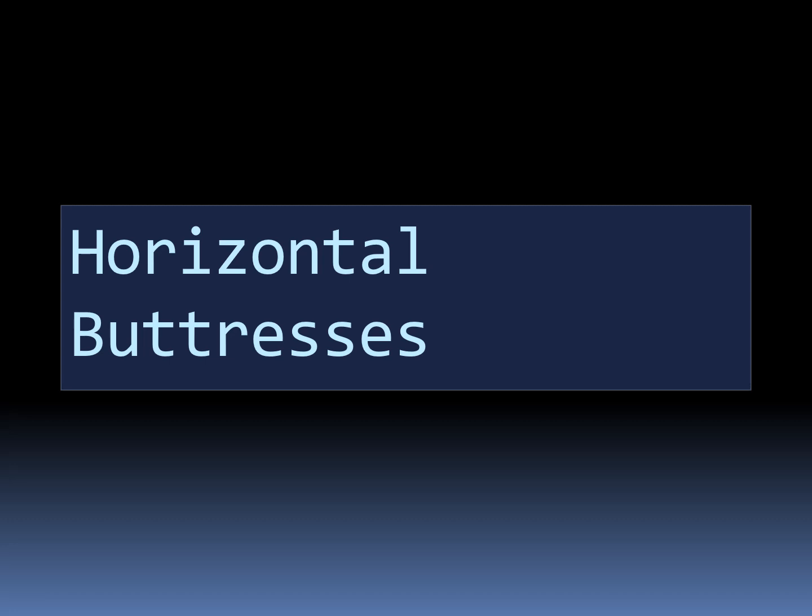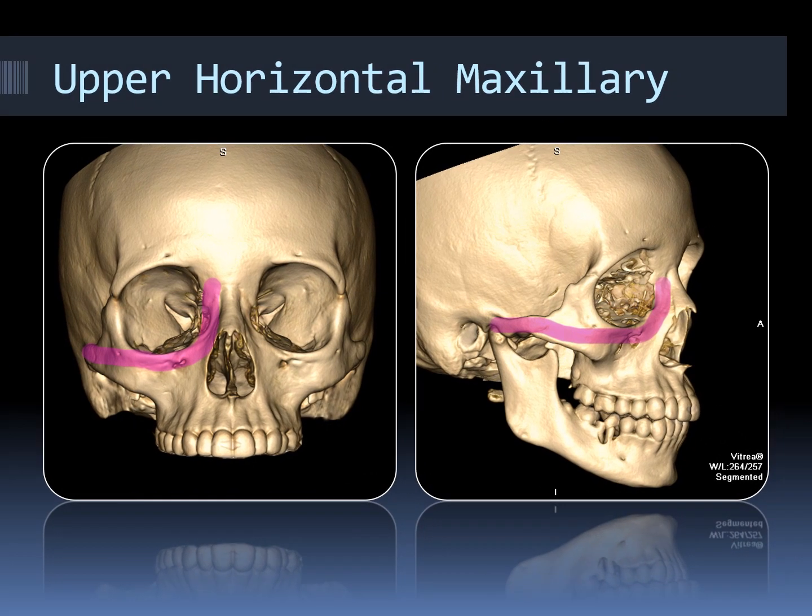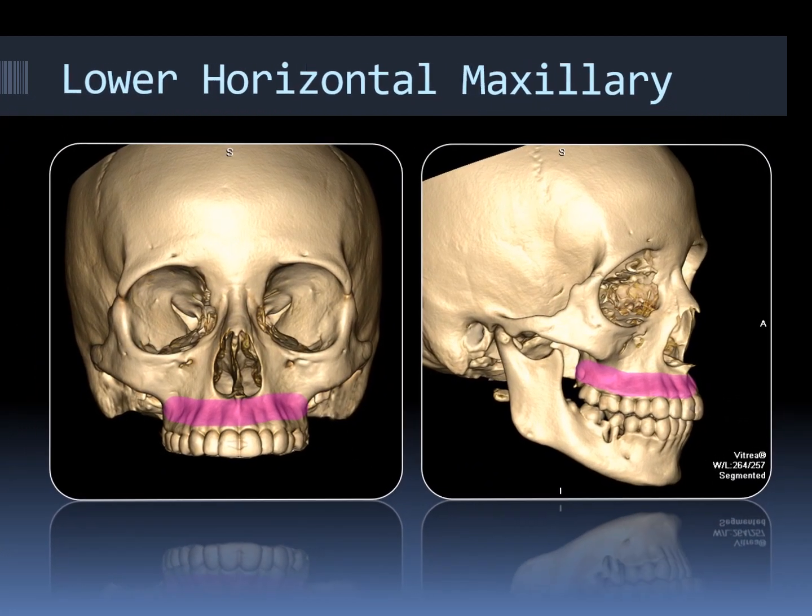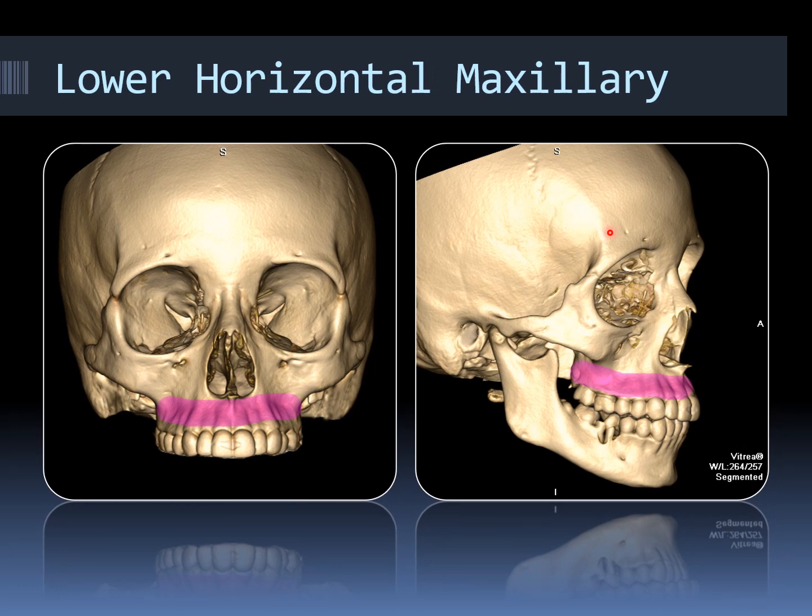Now, what are the parts of your horizontal buttresses? The first is your upper horizontal maxillary. So from your medial orbital rim going down to your inferior rim to the sides, going to your zygoma here. That is your upper horizontal maxillary. The next is your lower horizontal maxillary, which is seen here in your alveolar ridge of your maxillary area, above your teeth.